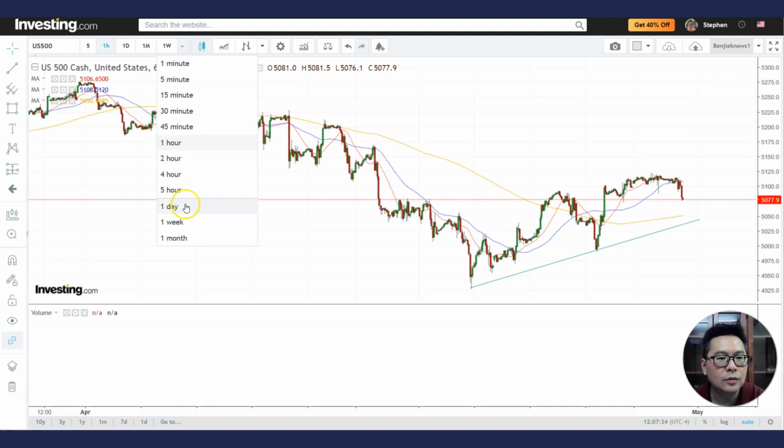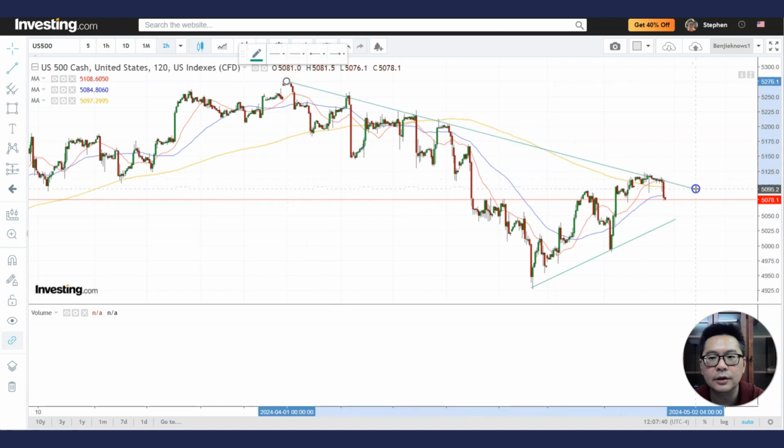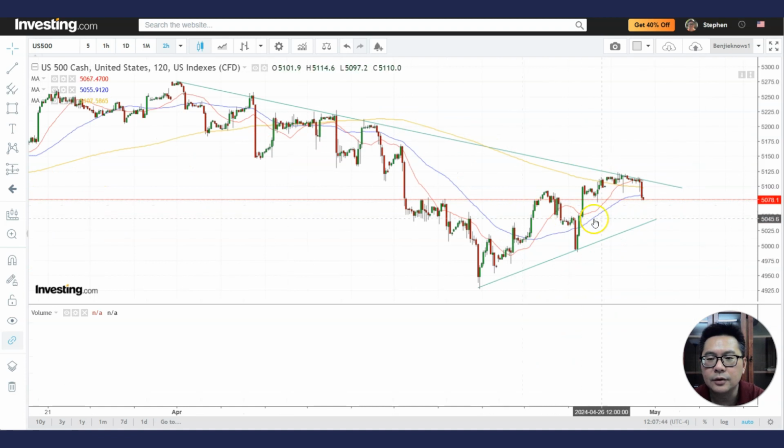Now, if we look at the 2-hour chart, we can actually draw here, and the US 500 fails to break above this downtrend line, which is something that I do not like to see. Usually, if it's a sustainable rise, you want to see it trade back above this downtrend line.